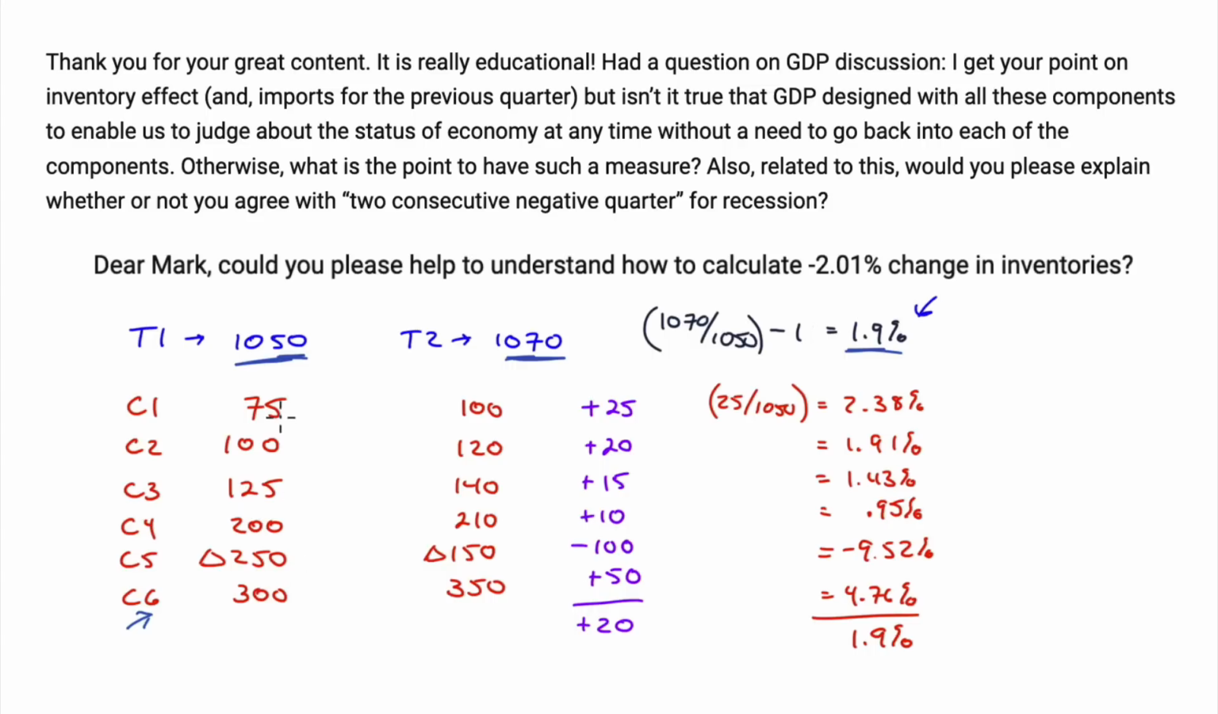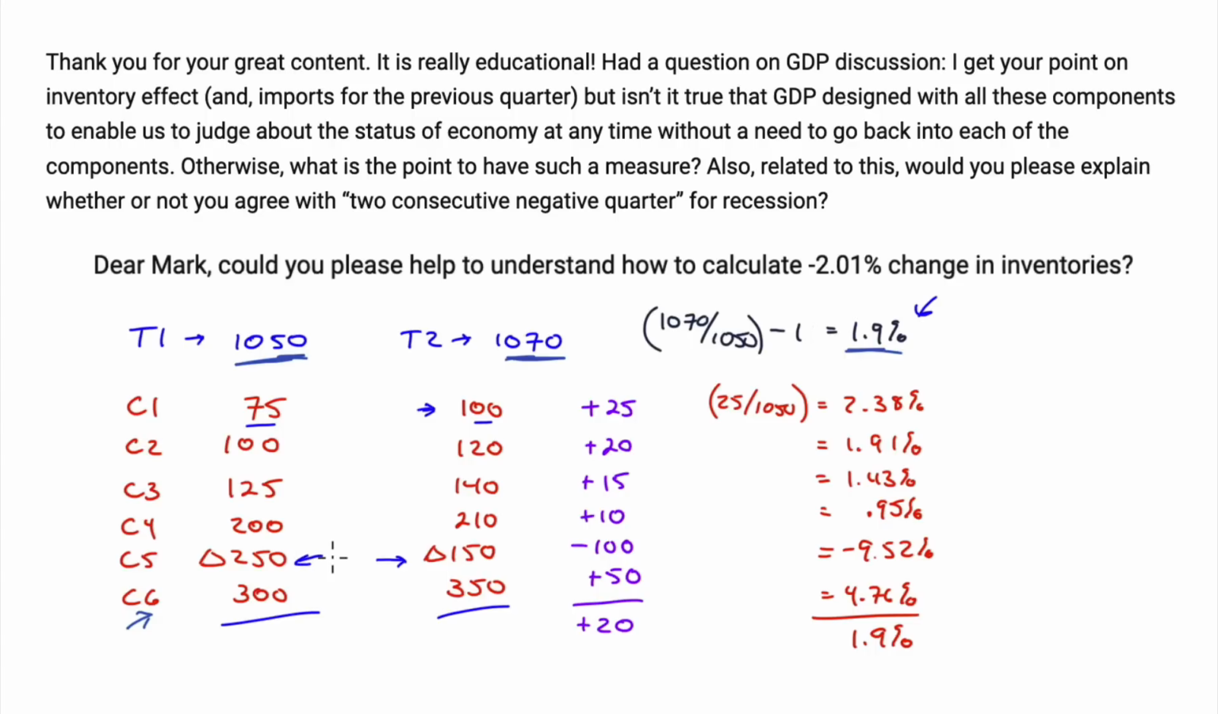Here are the components in period 1. If you add them all up, you get 1050. And here are the components for T2. Add them up, you get 1070. And notice what I'm doing in here. These are all aggregate levels. This was at 75, this is now at 100. But this is just a change from the previous level.